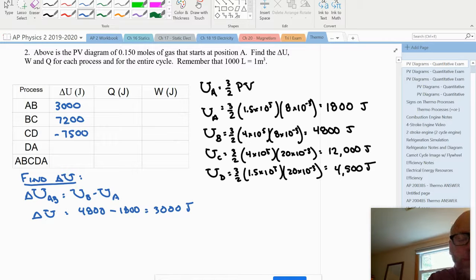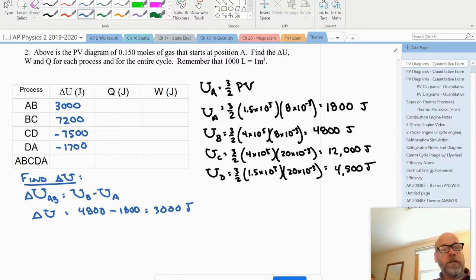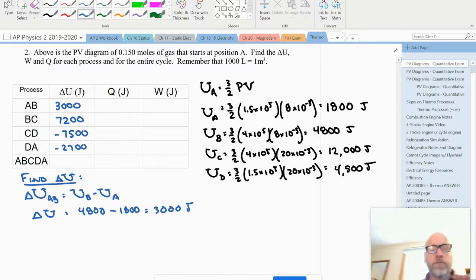And from D to A, what do you end up with? Yeah, negative 1,700 joules. I think I'm going to double check that because I do not feel like repeating this whole thing again. Oh, it's negative 2,000. Really? Huh. Negative 2,700 joules. Okay.